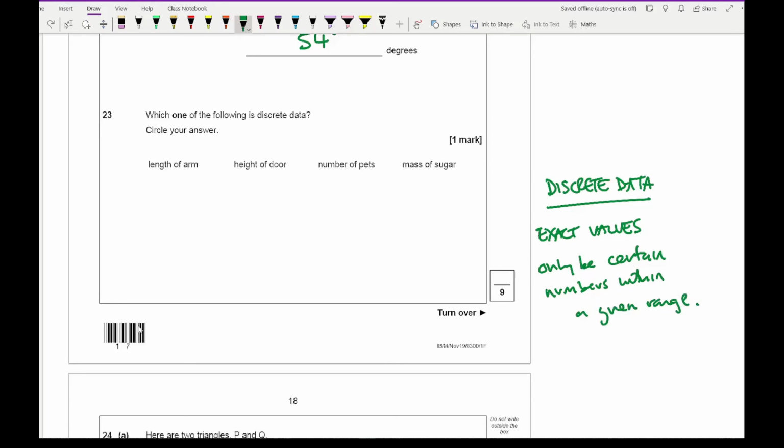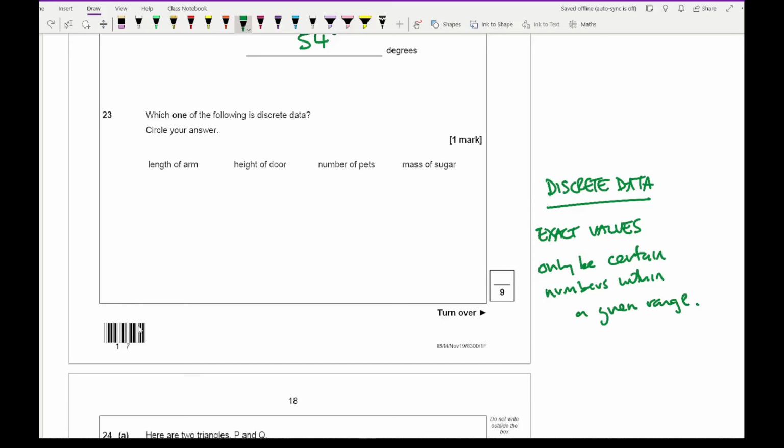So the length of an arm, length can be measured in any number. So depending on the accuracy of your ruler, it could be, let's say, 27.267829 centimeters. So again, it's not going to be that. The height of a door, again, could be anything, depending on the accuracy of your length measurement, so that's not going to be true.